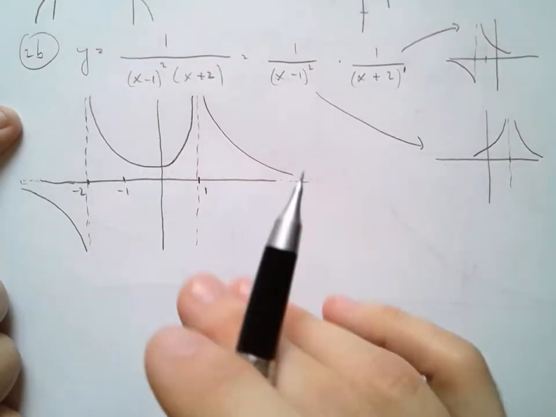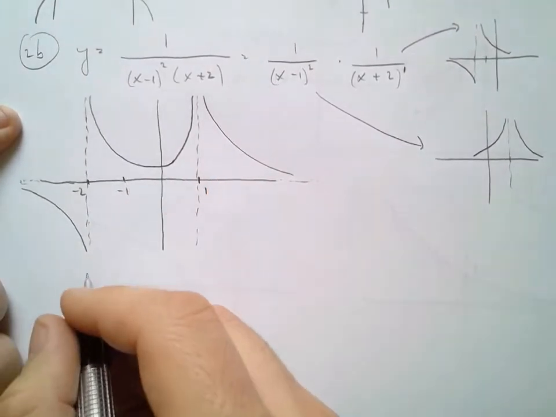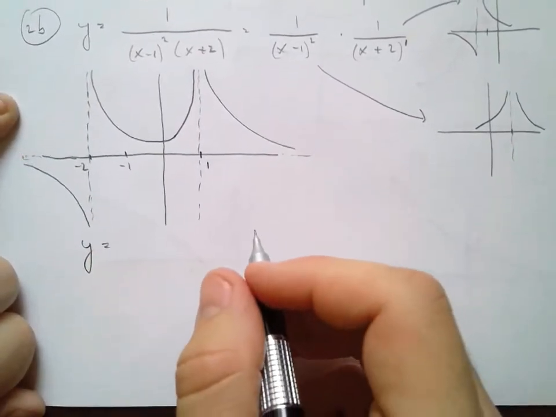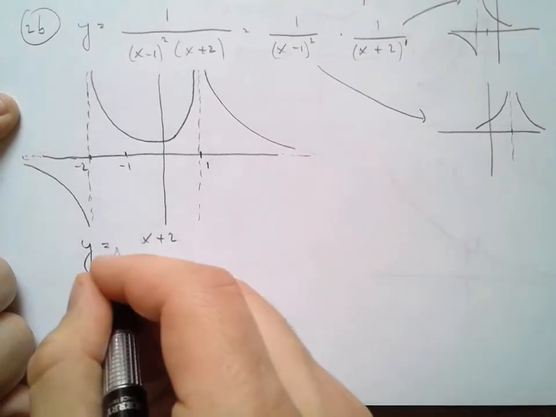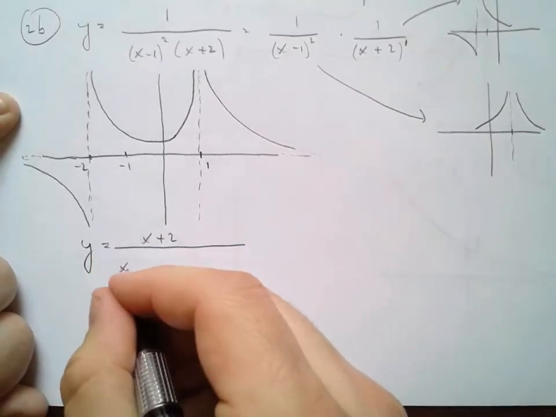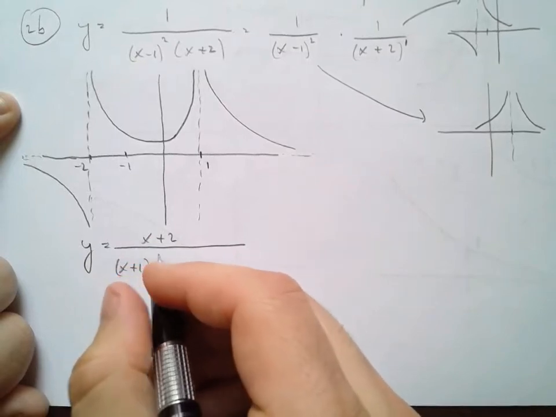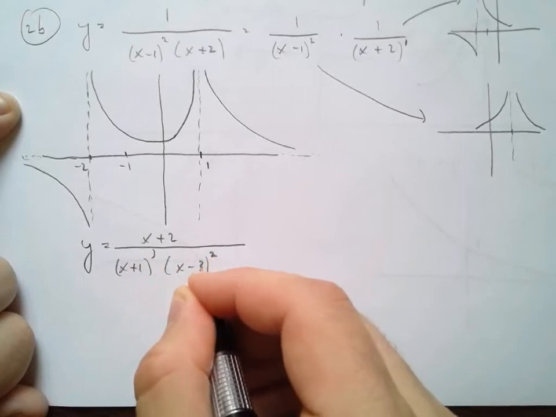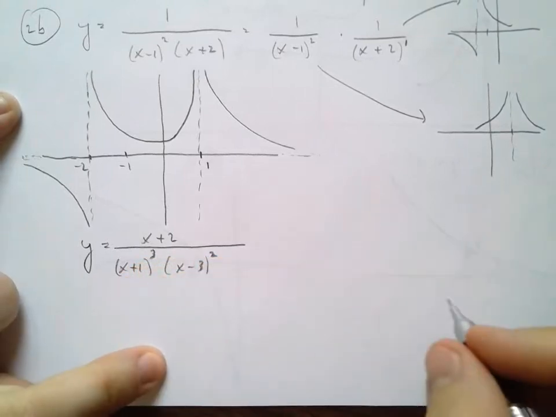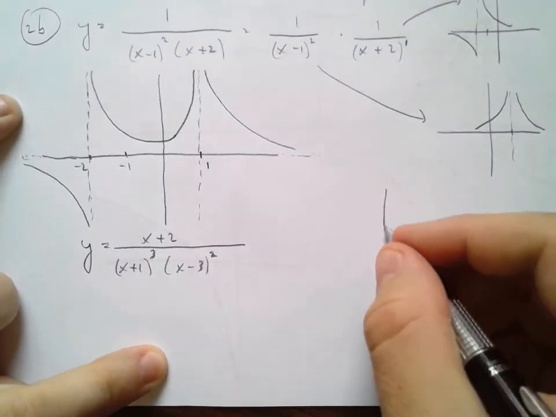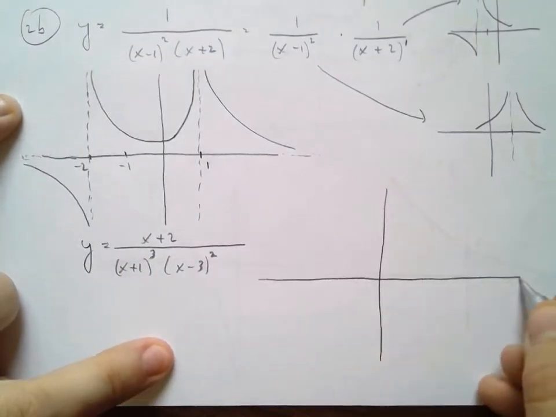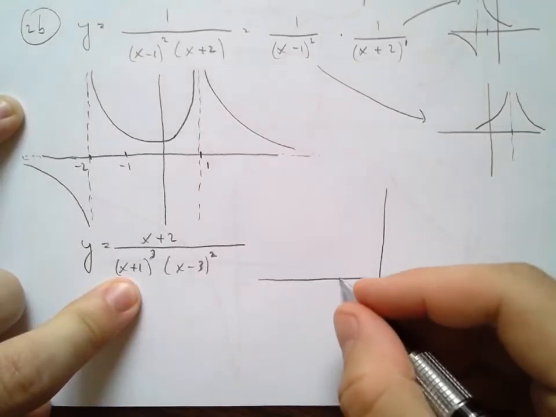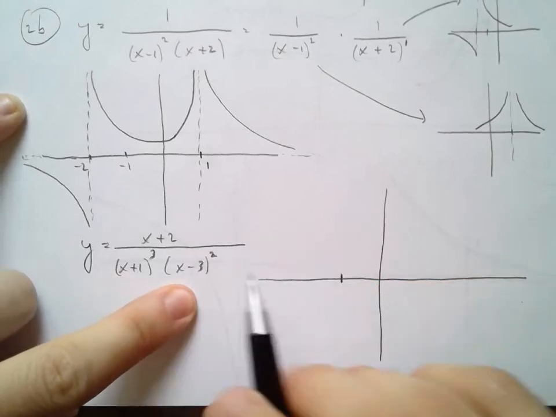Now let's take a look at the other part of problem 2b. So now I'm looking at the graph of y equals, let's see, it is x plus 2 on top over x plus 1 quantity cubed and x minus 3 quantity squared. Okay, I won't break this up into pieces. I'll just go ahead and do it right away. Right, I have horizontal asymptote at x equals -1 and at x equals 3.